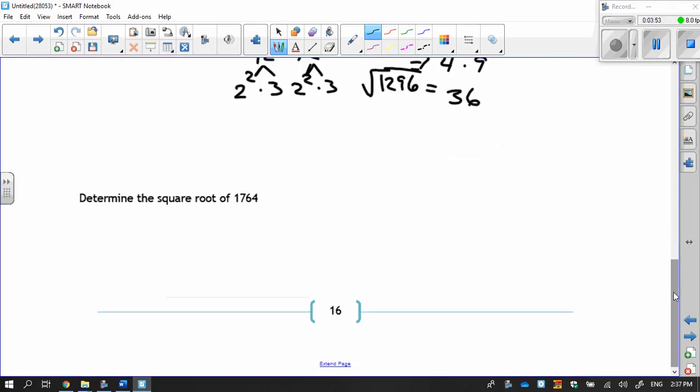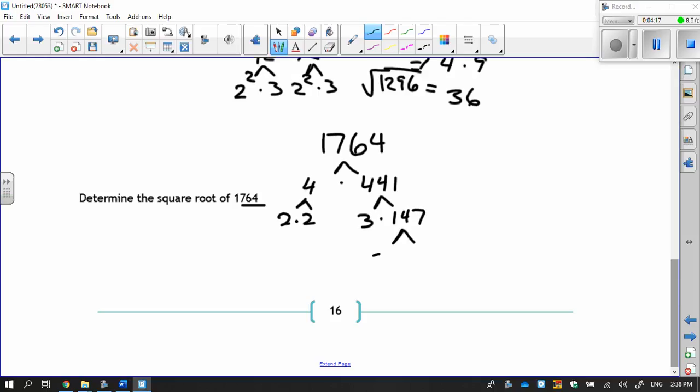Pause the video, take a chance to try this for yourself. Determine the square root of 1,764. So 1,764 breaks down into 4 and 441. This breaks down into 2 multiplied by 2. 441 breaks down into 3, 147, 3, 49, 7 multiplied by 7.